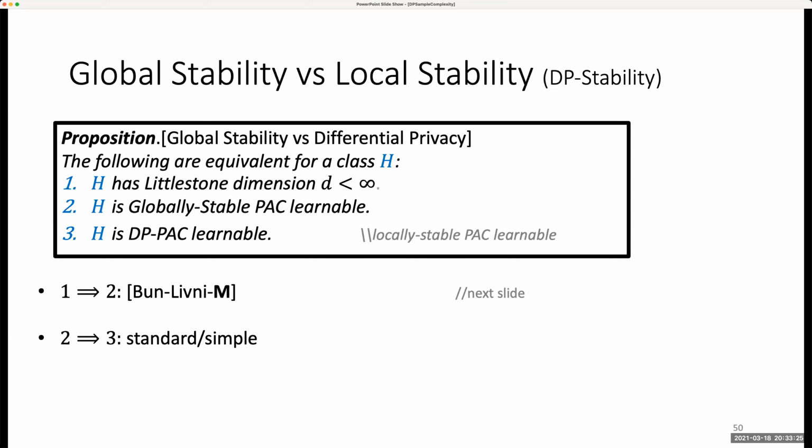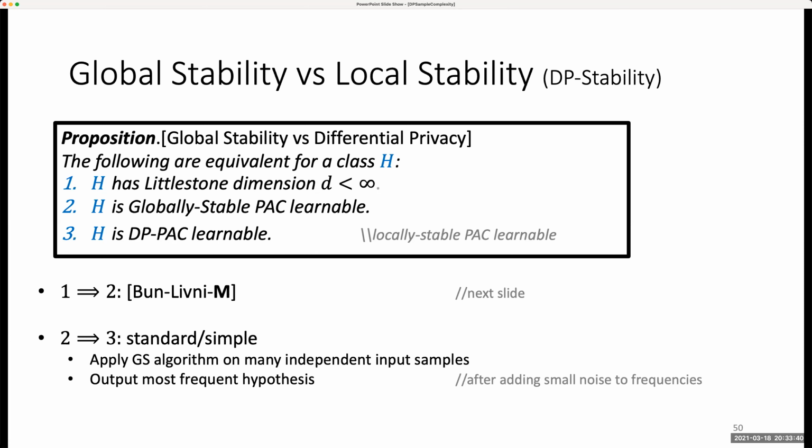Yeah, so as I said, getting global stability from online learnability, from finite Littlestone dimension, was the main technical part. And the second part, that once you have global stability you get differentially private PAC learnability, is standard. Basically, you apply the globally stable algorithm many times, and you output the most frequent hypothesis. You know that you will see this frequent hypothesis quite often, and then you can just use histograms to detect it with privacy. Okay, and the last is what we already discussed.